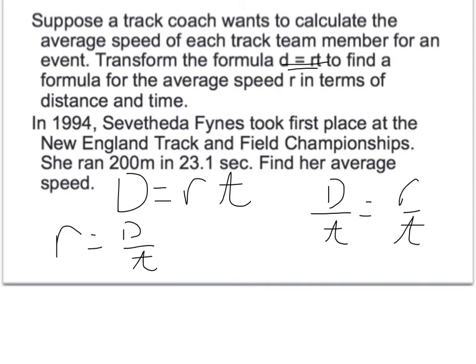Now the nice thing about it is that they gave us the 200 meters and the 23.1 seconds. So we could actually input the 200 meters and the 23.1 seconds, punch it in your calculator, and you get something like 8.5 meters per second.